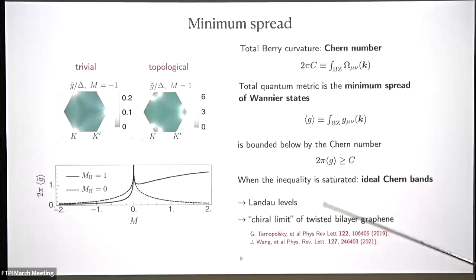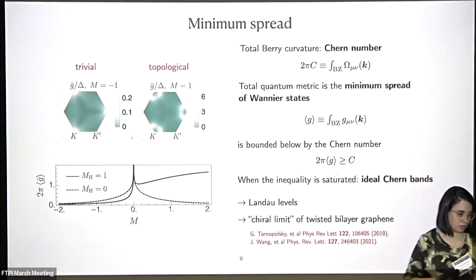And that happens for what we call ideal Chern bands. The first, most obvious example is just the Landau level, but people have also been talking about ideal Chern bands for twisted systems. And the chiral limit of twisted bilayer graphene will also give ideal Chern bands.